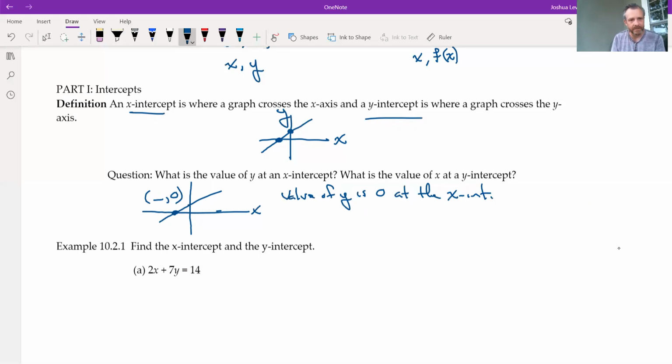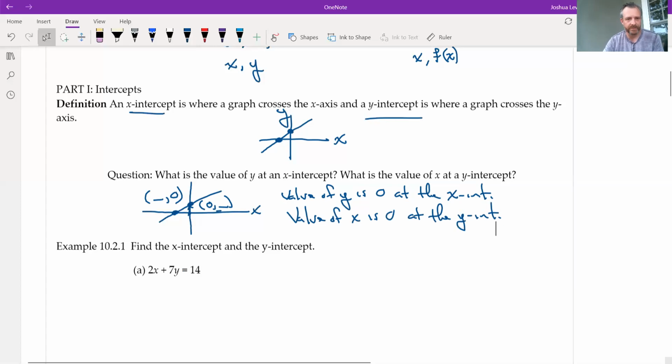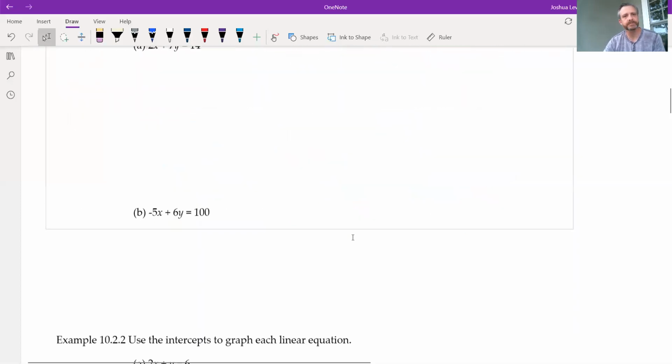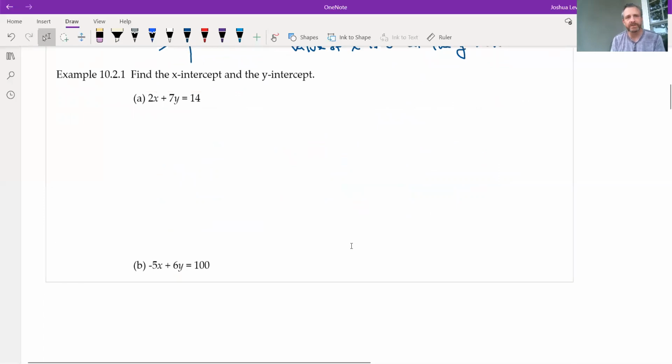Similarly, the value of x at a y-intercept, well, you're starting at x equals 0 and just moving up or down. So the value of x is 0 at the y-intercept. Okay? So let's try to find some intercepts. We know the values of x and y when we're at an intercept. So let's start with, say, the x-intercept.